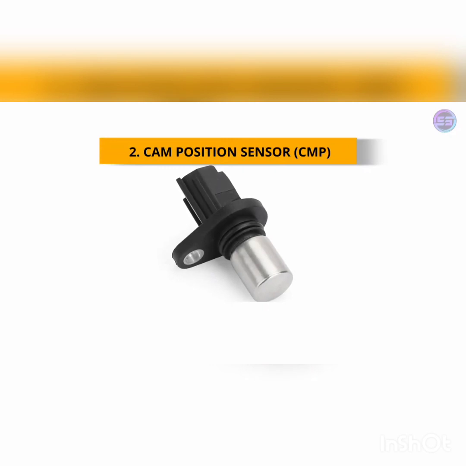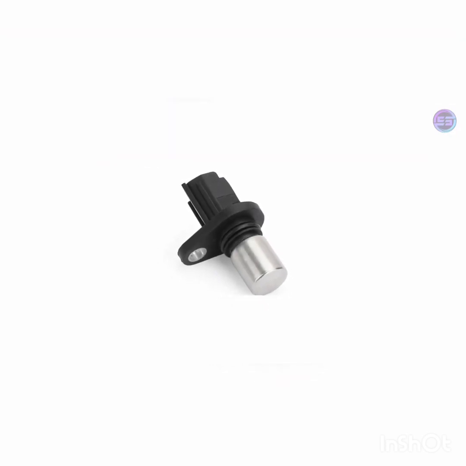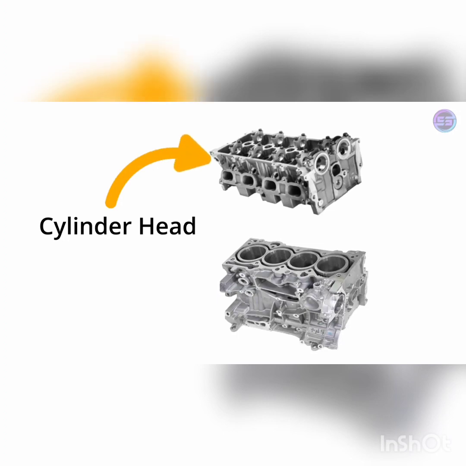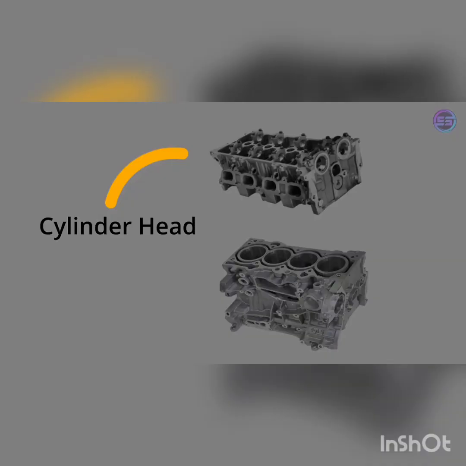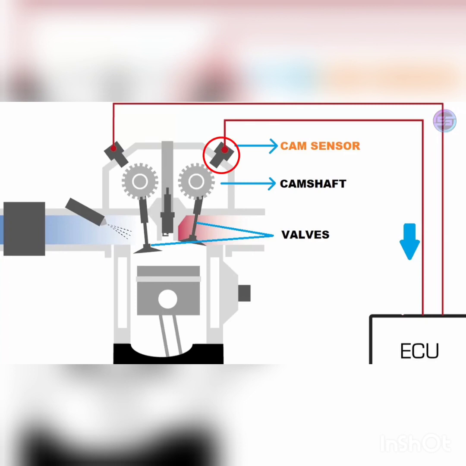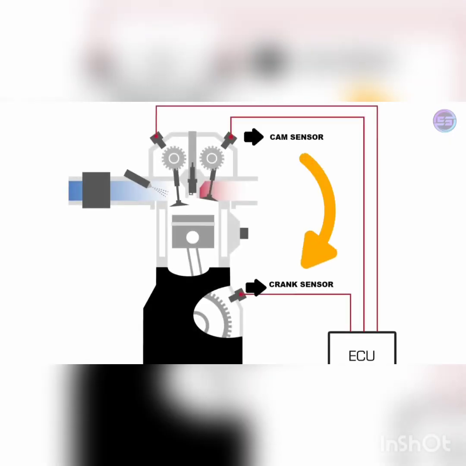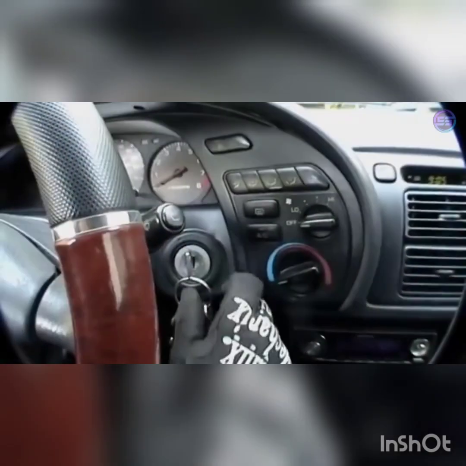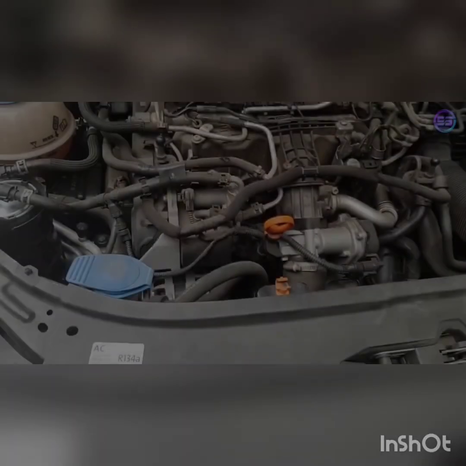Number 2. Now let us see about the cam position sensor. The cam position sensor is typically located in the cylinder head of the engine. The task of the cam sensor is to find the exact position of the camshaft and valves. It works together with the crank sensor for perfect ignition timing. If these sensors fail, starting of the engine is not possible.